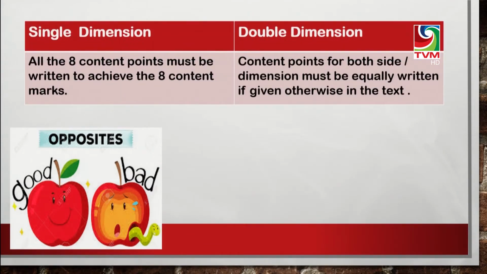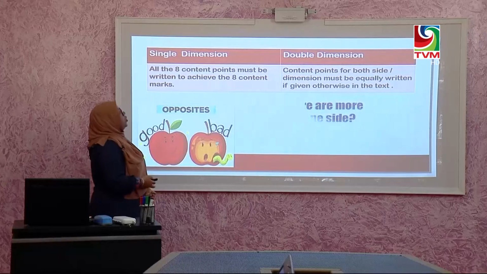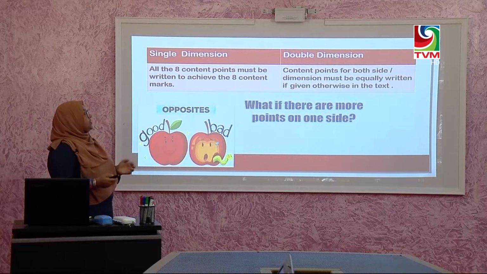When you are addressing whether it is a single dimension or double dimension question, it's important that you include all the 8 content points. For example, in a single dimension, if you are addressing all the advantages or if you are giving all the effects, all 8 points must be present. But if it is a double dimension with 2 sides given to it, you need to write for both sides.